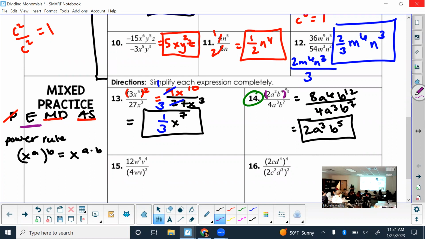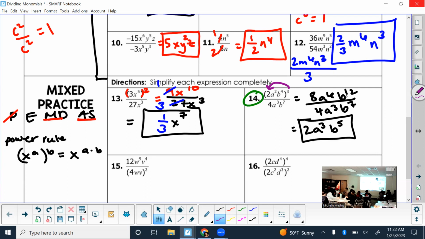All right, and we do have this raised to the power of 3. So we would do that first, and that's what you can see on my numerator. 2 cubed is 8. 2 times 2 times 2 is 8. And then you use a power rule when you raise a power to the power. 2 times 3 is 6 on the A, and then 4 times 3 is 12 on the B. And we just copy the denominator because that'll be our next step. Questions so far?